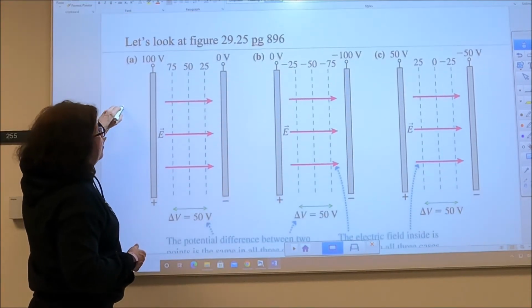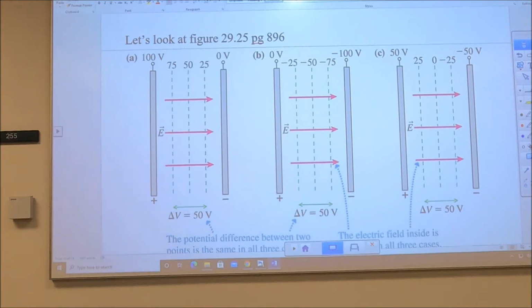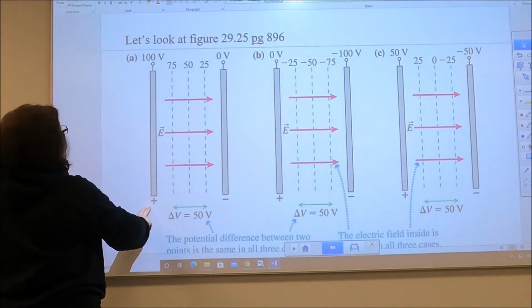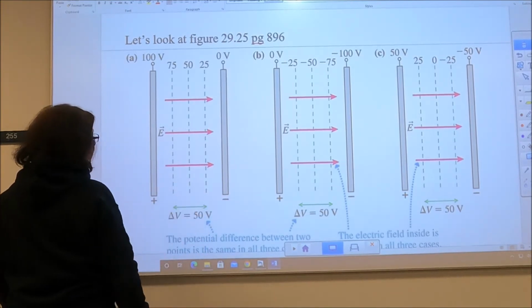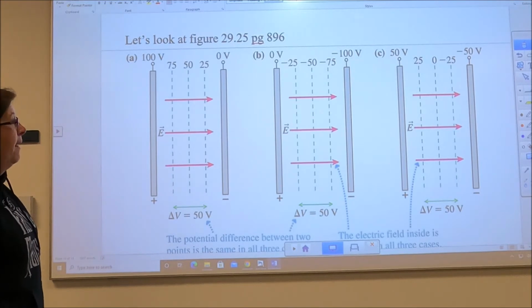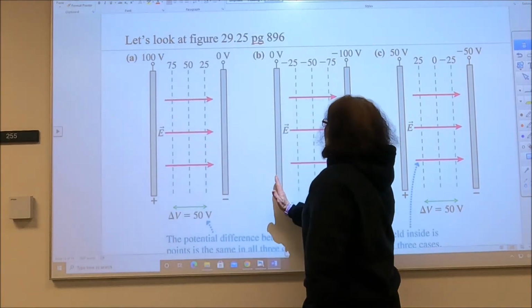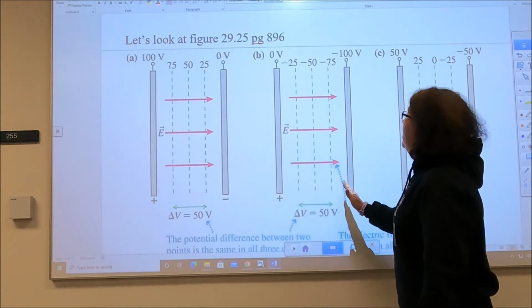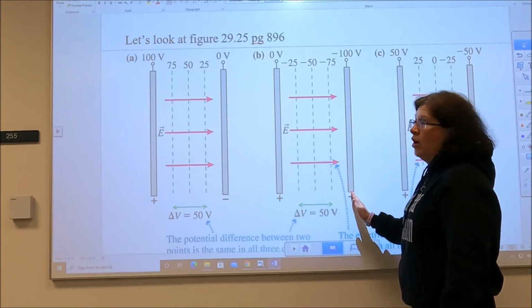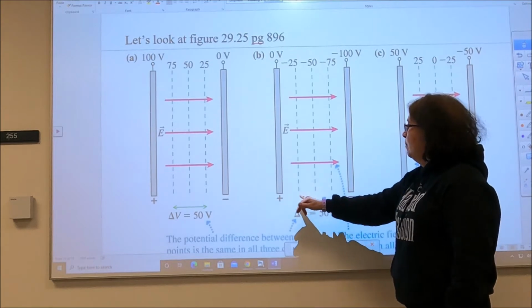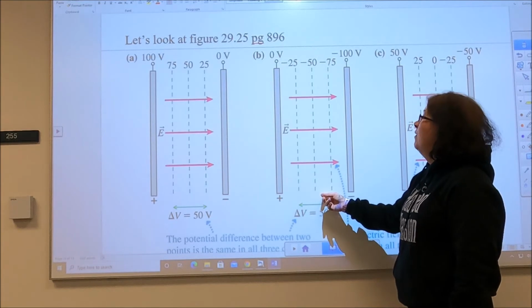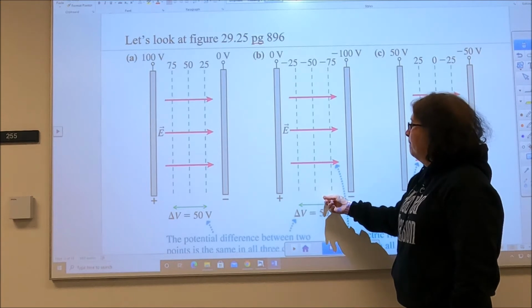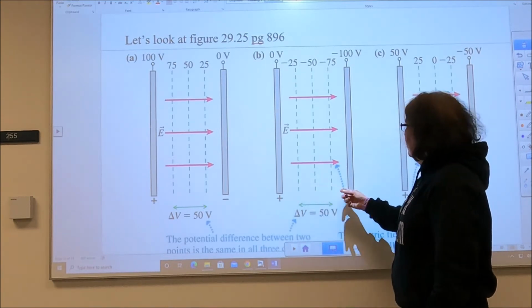Now, let's look at these figures. Here we have the positive plate at plus 100 volts, the negative plate at 0 volts. Equal potential surfaces in between them. Here we've made the positive plate our 0 potential and the negative plate minus 100 volts. If I move from here to here, I have a potential difference of 50 volts.